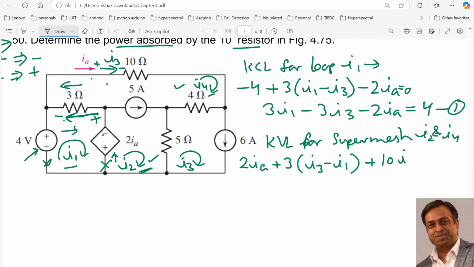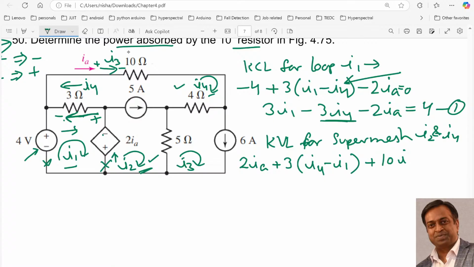This is not I3, it is I4. So I need to change this. It is I4. And over here also, and in this part I have also made a mistake. It is I4, not I3, right? So I have changed it over here.